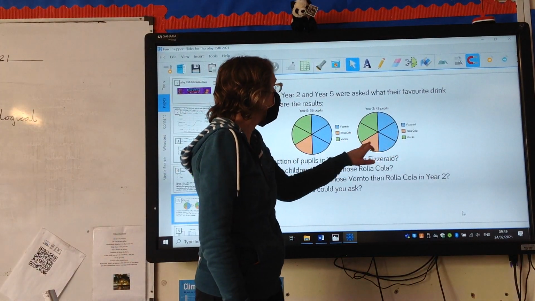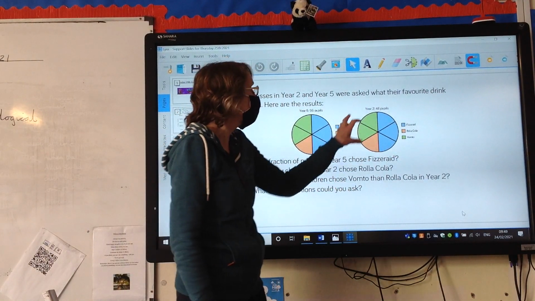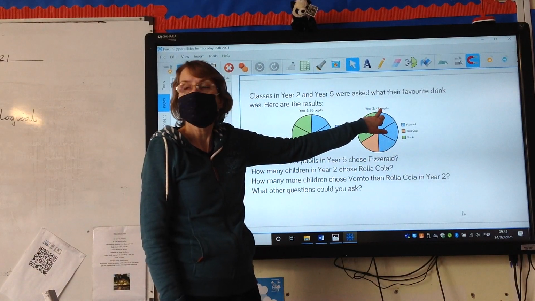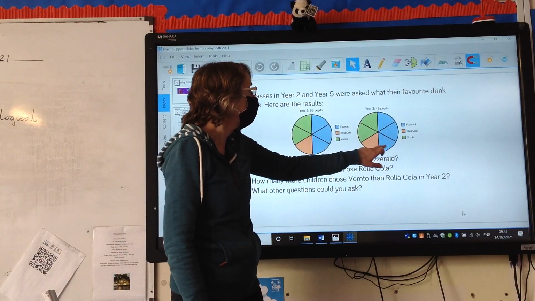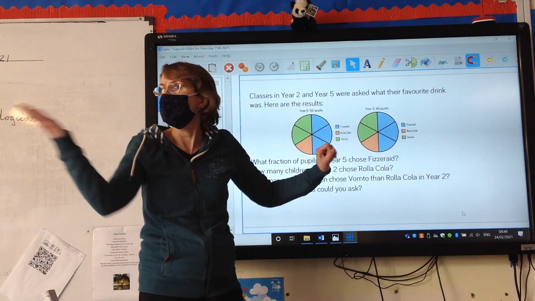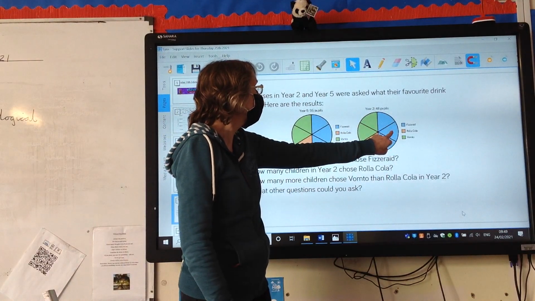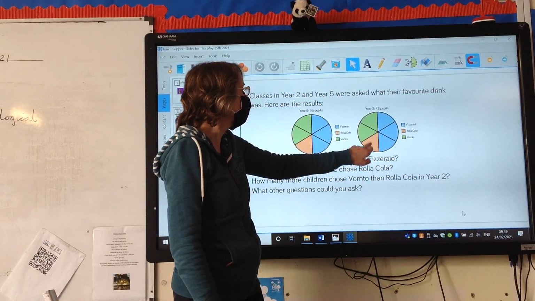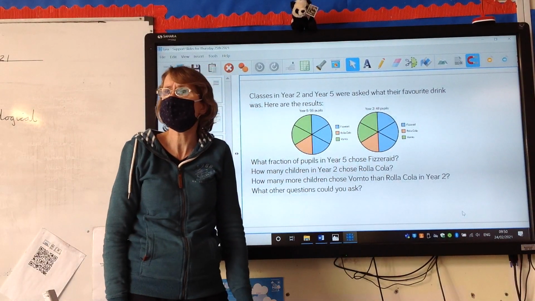I know that there are 6 equal pieces, yeah? 6 eights make 48, so each of those pieces must represent how many pupils? 8 pupils. Let's count. 8, 16, count with me, 24, 32, 40, 48. Yeah, so it works, do you see?